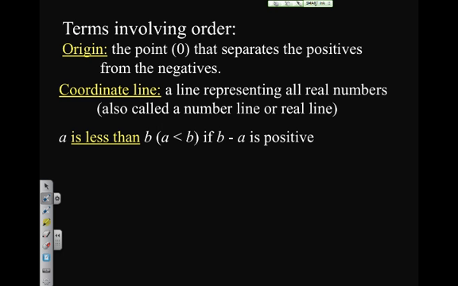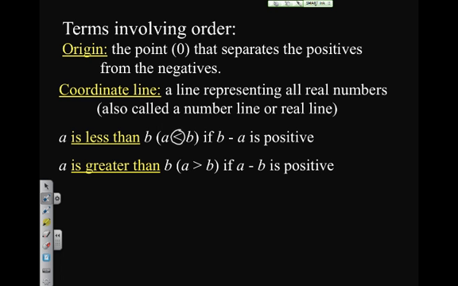We say that A is less than B, and we write it with A is less than, make sure you understand that symbol, less than B, if B minus A is positive. We say that A is greater than B, and again, the symbol there is going to be important. Make sure you understand that, if A minus B is positive. If you think about that, that makes sense. If 7 is greater than 3, 7 minus 3 will be a positive number.